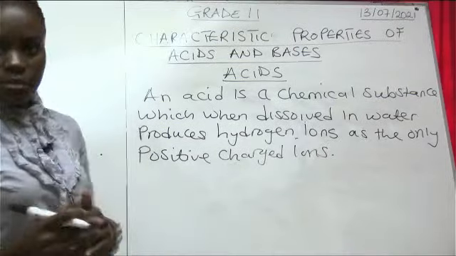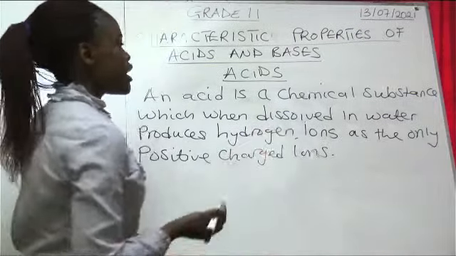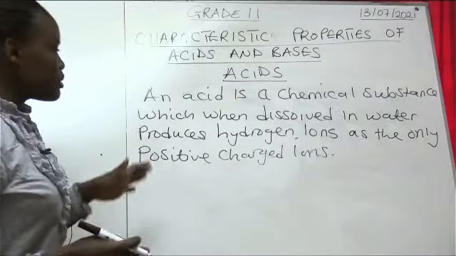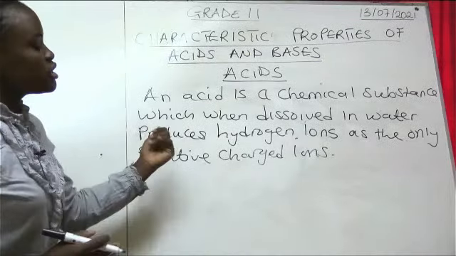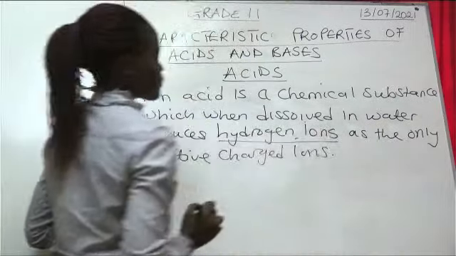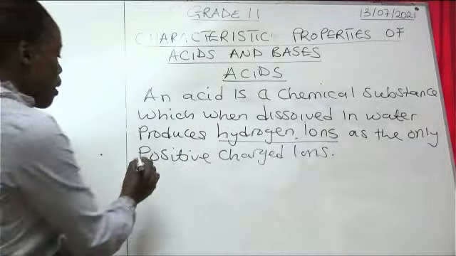An acid is a chemical substance. When you dissolve that chemical substance in water, it will produce hydrogen ions as the only positively charged ions. So when you dissolve an acid in water, it will produce hydrogen ions. Not only hydrogen ions, but these ions are positive.